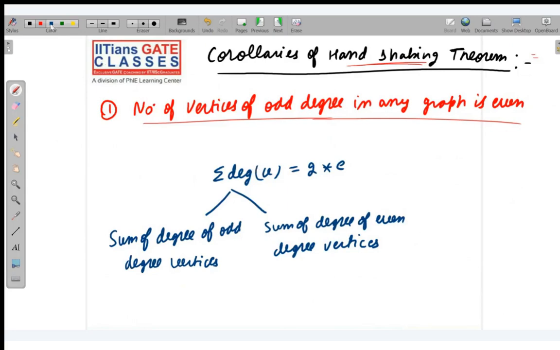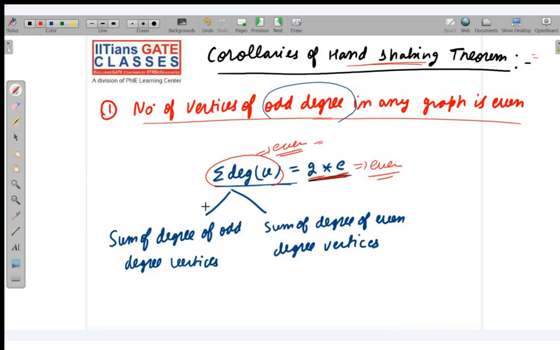This is a very important theorem. Many times it has been asked in GATE. The number of vertices of odd degree in any graph is even. Why? See this. The sum of degrees is twice the number of edges. So the sum of degrees of all the vertices is twice the number of edges. Clearly, it is an even quantity. Forget about edges: 5, 4, 6, 7, whatever number you keep, twice the number of edges will be even. So directly and indirectly, the sum of degrees is an even quantity.